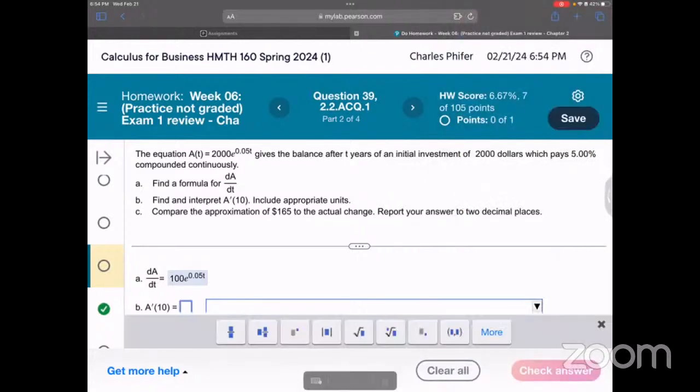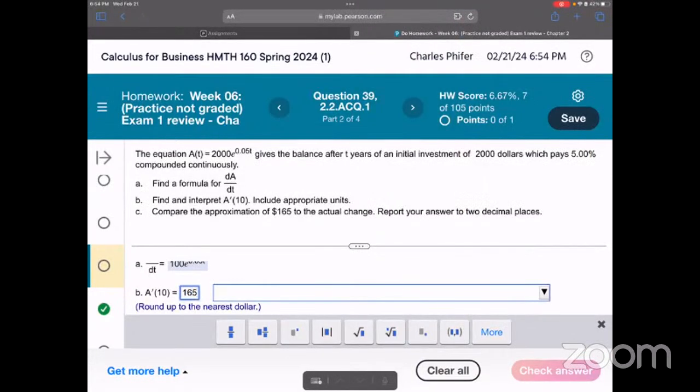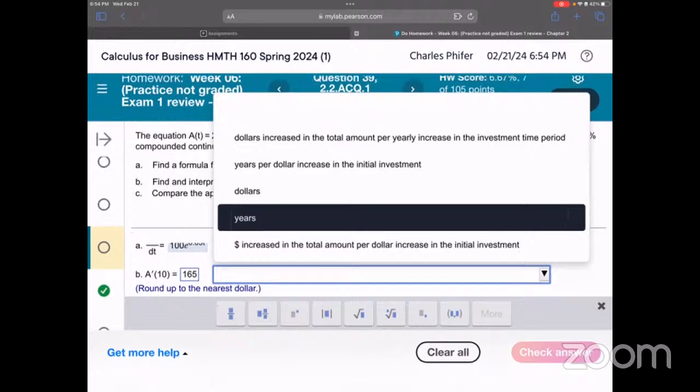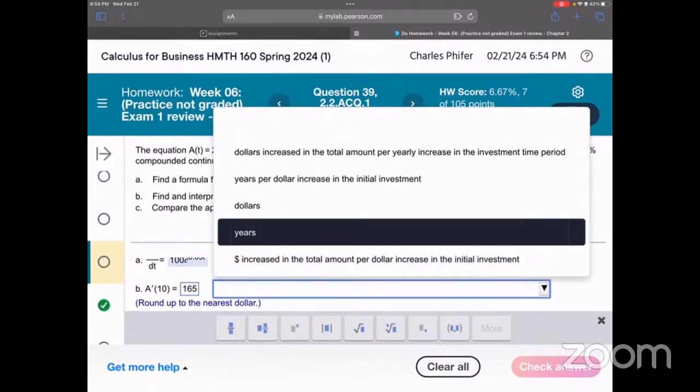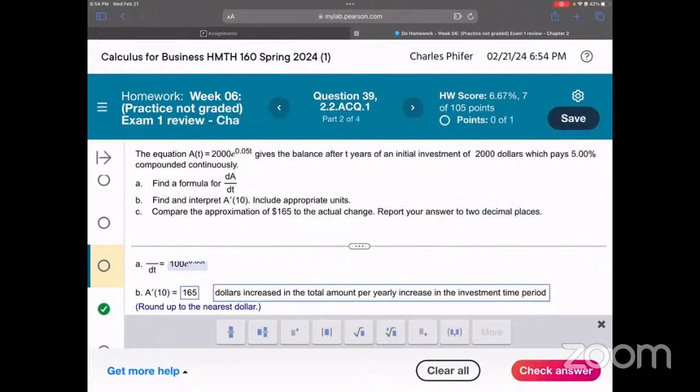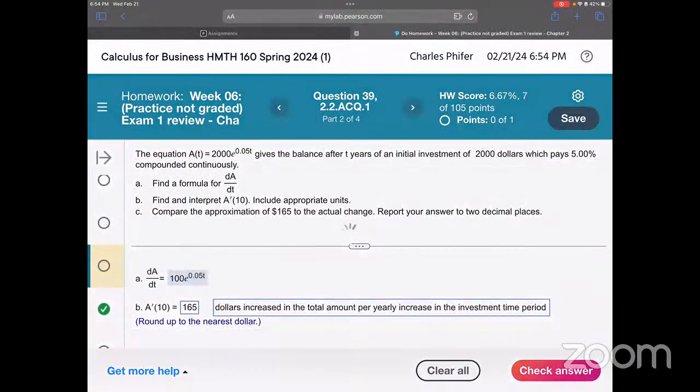$165 per year. Dollars increasing per yearly increase in investment? Years per dollar? No. Dollar increase in the total amount per increase in the initial investment? It's not that one either. It should be this first one, the dollar increase per year. That's the rate of change of the dollars per year at 10 years.